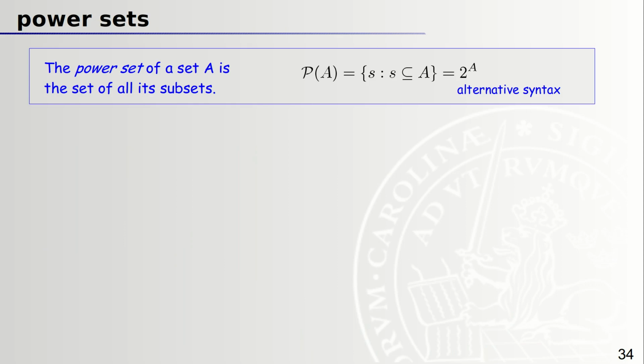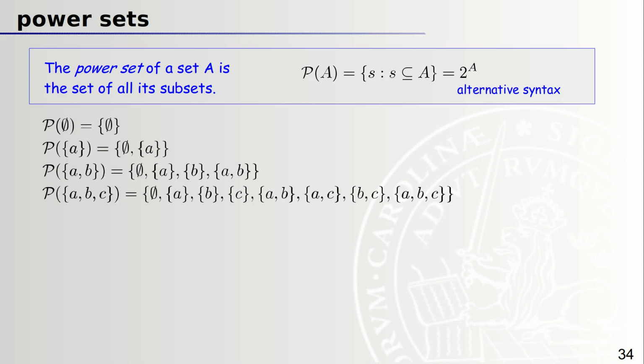Now on to power sets. Given a set A, its power set is the set of all subsets of A, including A itself and the empty set. It is represented as P of A, or sometimes also as 2 to the power of A. For example, the power set of the empty set is a singleton set containing just the empty set, because the empty set is the only subset of the empty set.